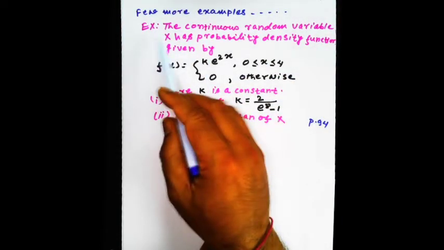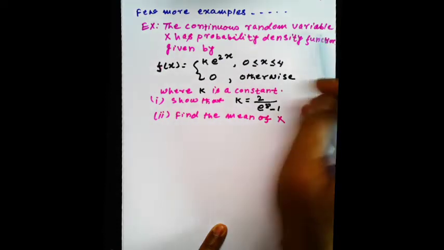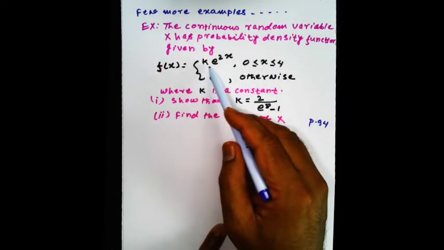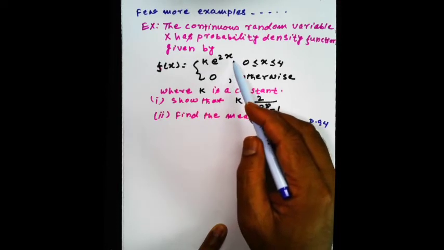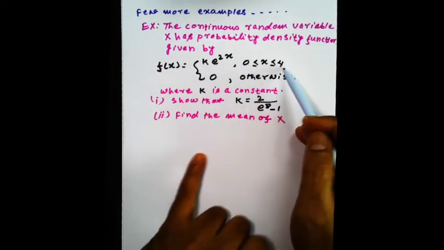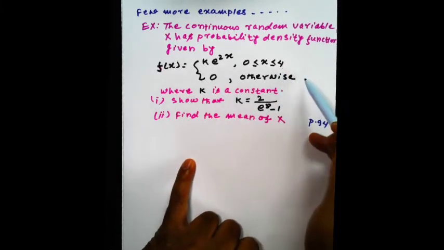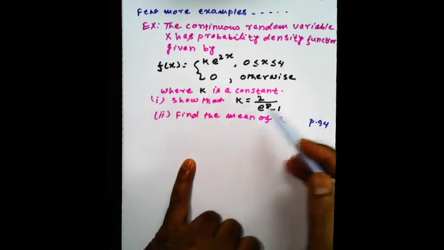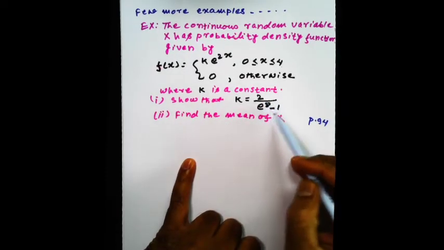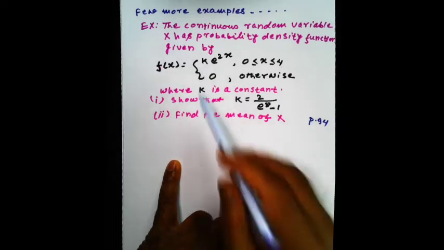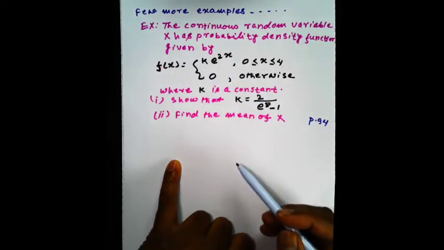The example states that the continuous random variable x has probability density function given by f(x) equal to k times e to the power 2x for x from 0 to 4, and 0 otherwise, where k is a constant. Show that k equals 2 by e to the power 8 minus 1, and also find the mean of x, that is the mean of this continuous random variable.